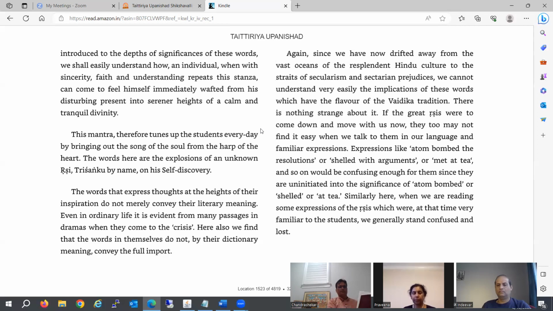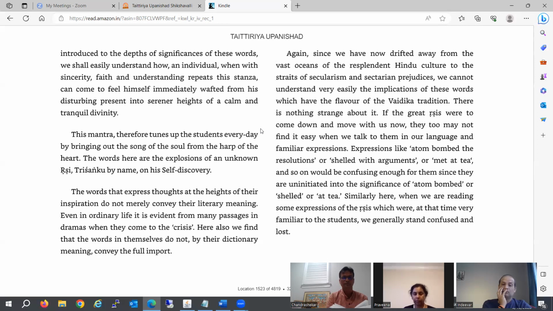meaning. Even in ordinary life, it is evident from many passages in dramas when they come to the crisis. Here also we find that the words in themselves do not, by their dictionary meaning, convey the full import. Again, since we have now drifted away from the vast oceans of the resplendent Hindu culture to the straits of secularism and sectarian prejudices, we cannot understand very easily the implications of these words, which have the flavor of the Vaidika tradition. There is nothing strange about it.